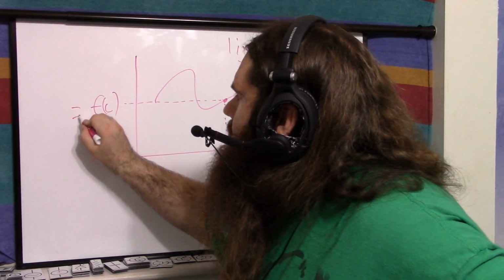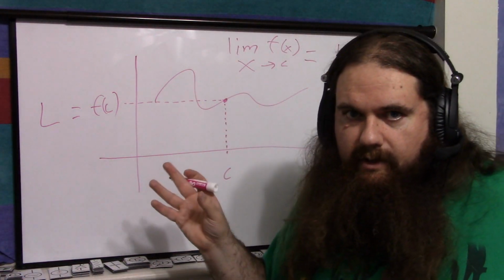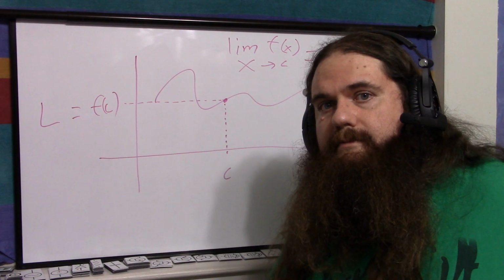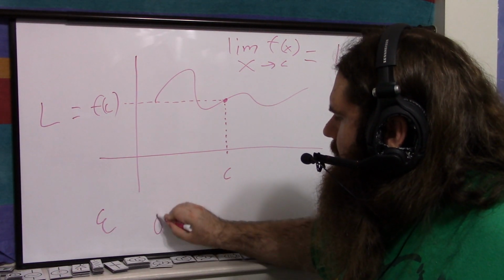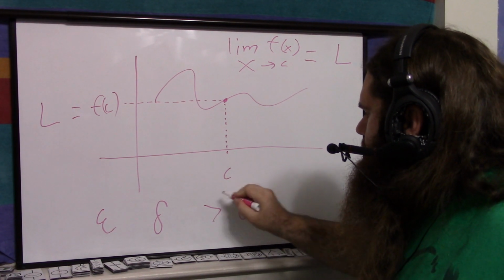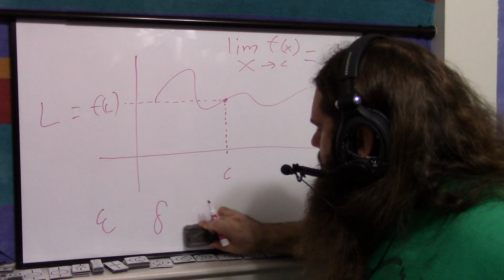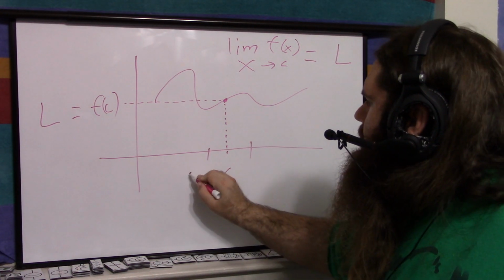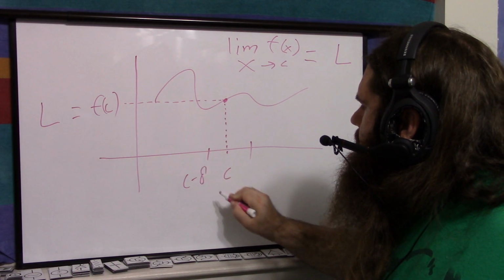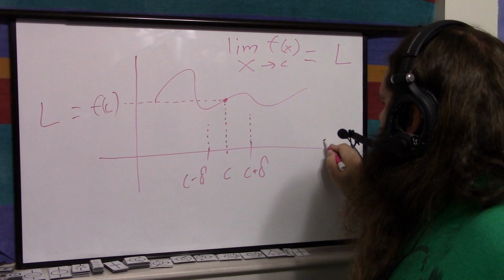F of c equals L, L for limit, so we don't have to keep writing f of c because that implies we're actually calculating f of c. Let's just write L. So what you have is two numbers. Let's say we have epsilon, and let's say we have delta. Both of these are greater than 0. These are just numbers that are greater than 0. Doesn't matter what they are, big or small. Epsilon and delta. If you look at c, and we go here and here, we have c minus delta and c plus delta. So this is sort of a range on the x-axis.